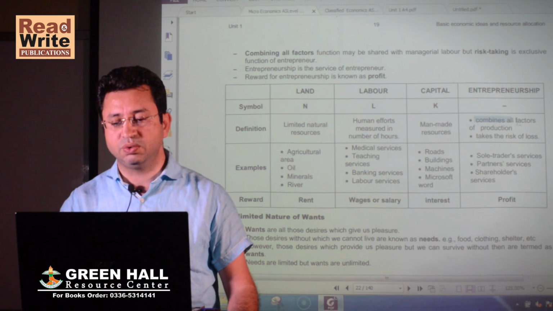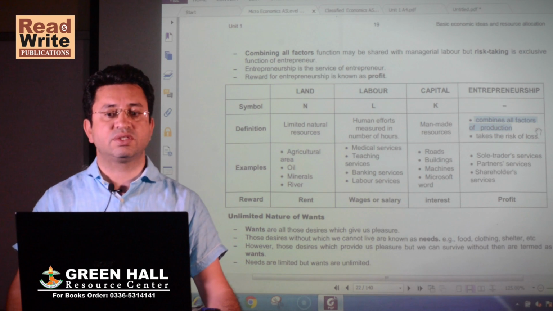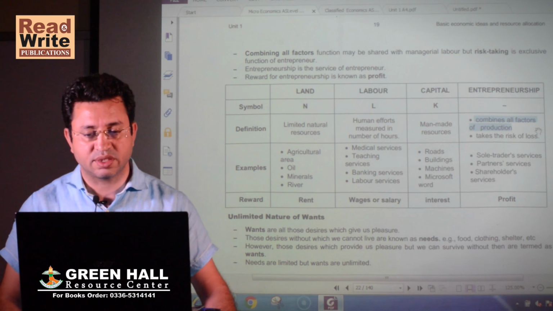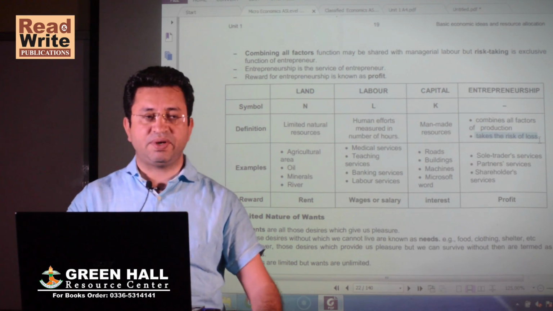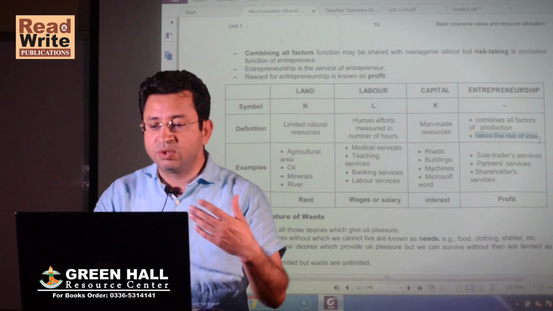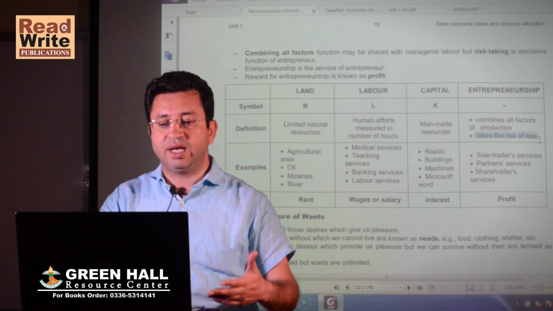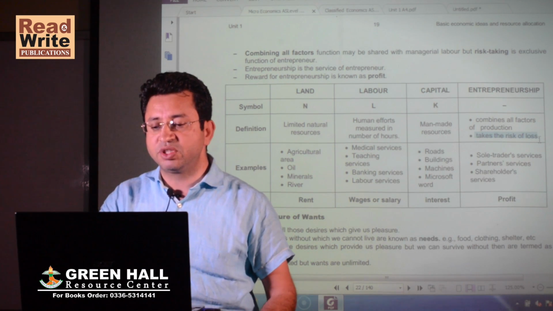They have two things to do. One is combining all factors together. Factors means the resources here. And second, taking the risk of loss. For example, if a business is facing a loss, it's not the capital owner who will pay, like the one who has given you the machine for use.